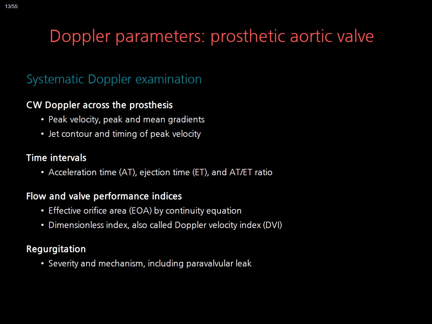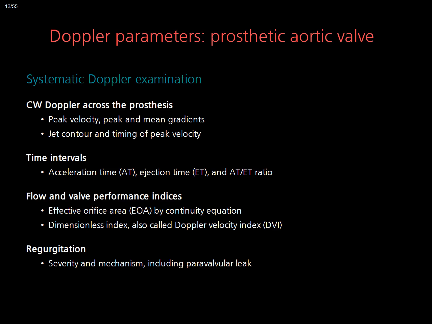For a prosthetic aortic valve, start with a well-aligned continuous Doppler signal. Record peak velocity and mean gradient, but interpret them in the context of heart rate and flow. Then look at the CW jet contour, because a rounded, late peaking profile supports obstruction. Measure acceleration time and the AT-ET ratio to add another flow-independent clue.